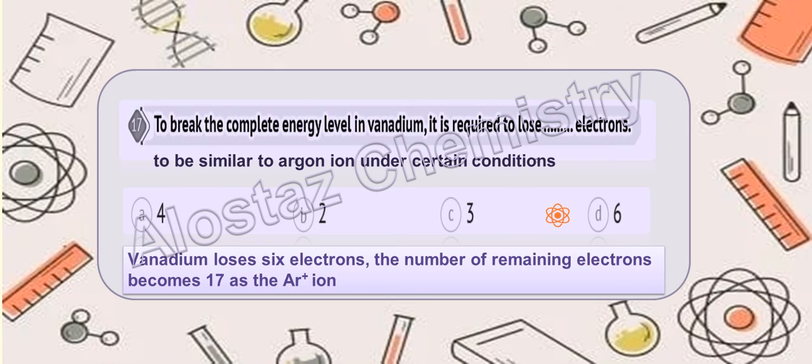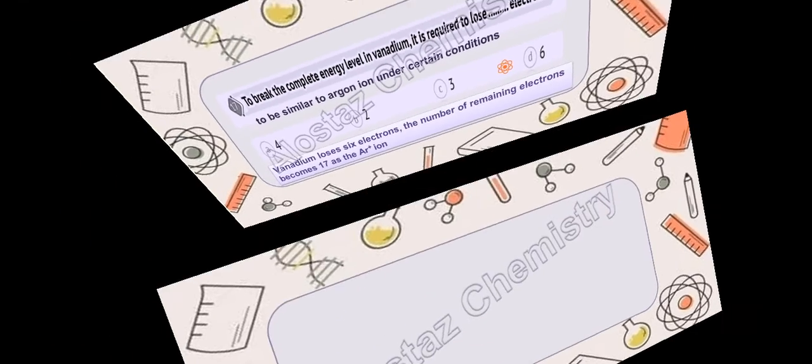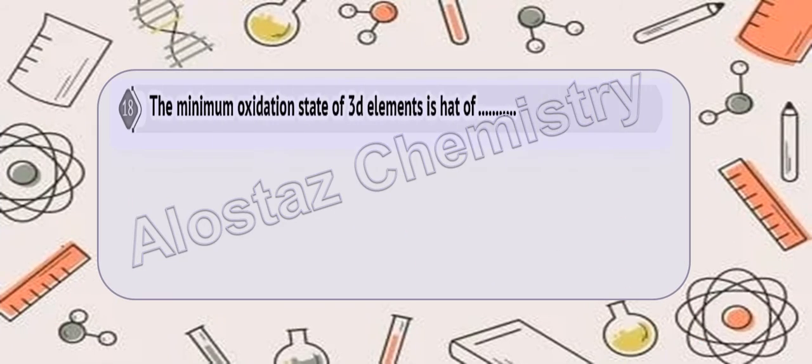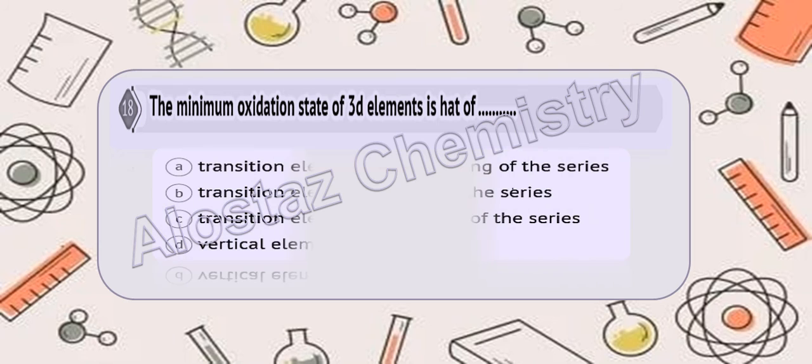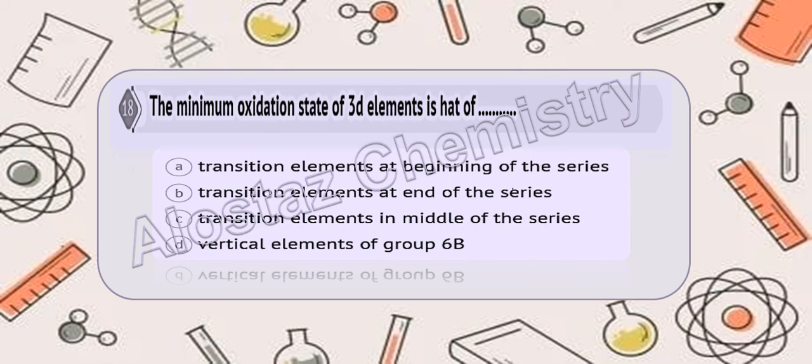Okay, let's go to question 18. Question 18 says that the minimum oxidation state of a 3D element is that of: transition elements at the beginning of the series, transition elements at the end of the series, transition elements in the middle of the series, and vertical elements of the group 6B. What is the minimum oxidation state of 3D elements?